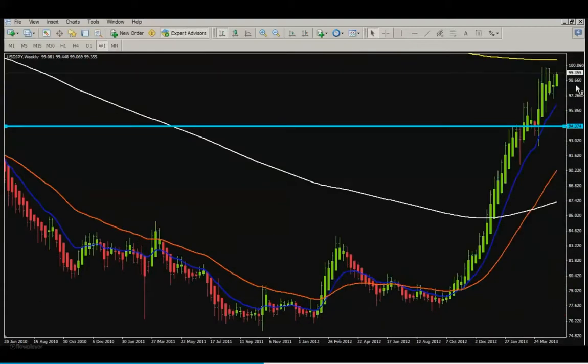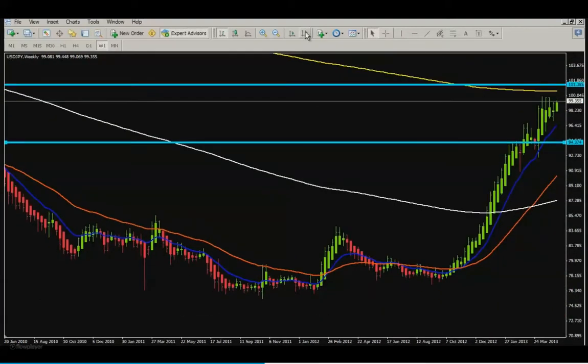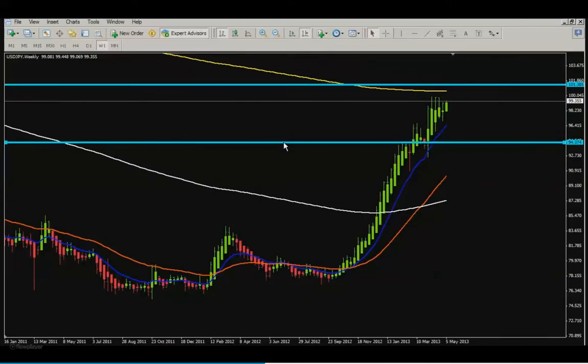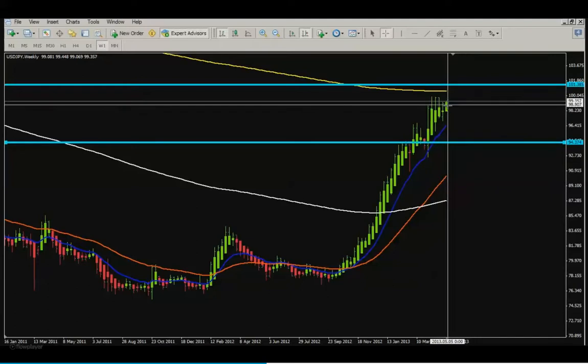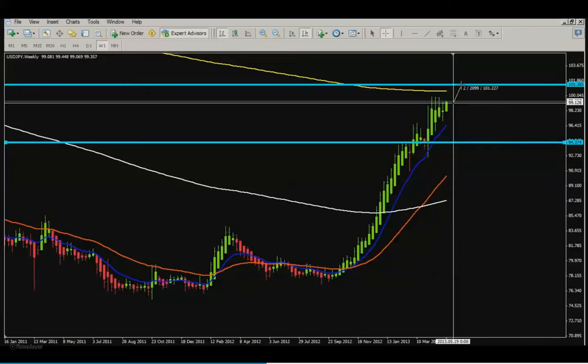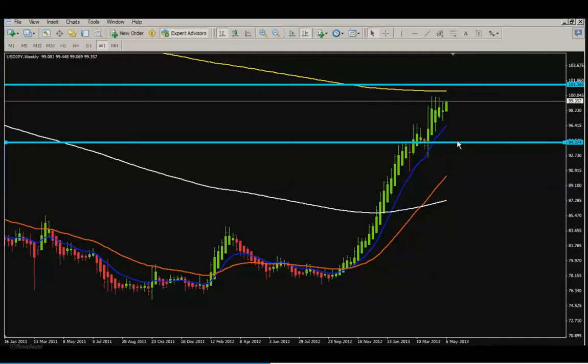So now you have a major horizontal support and resistance line, and the price is in between. So you have about 250 pips to the next major resistance level, and about 400 to the next major support. Okay?